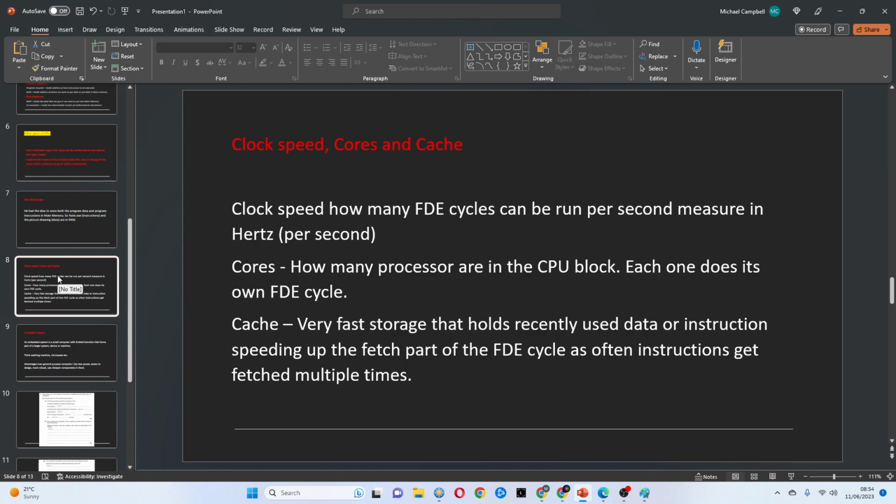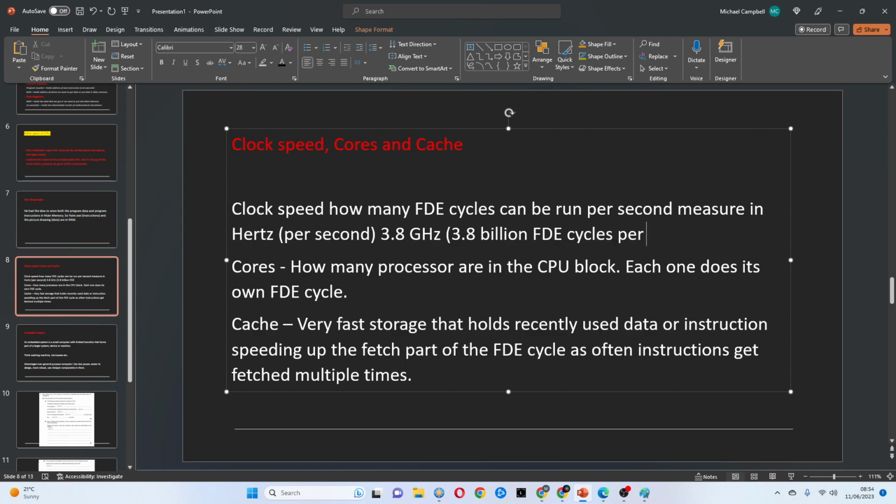So let's look at clock speed, cores, and cache. So clock speed is basically how many FDE cycles can be run per second. It's measured in hertz, so you could get something like a 3.8 gigahertz processor, and that would do 3.8 billion FDE cycles per second. As simple as that. It's just mathematically, that's what it does. Quite a lot, isn't it, when you think about it? So in modern CPUs, they're not a single processor.